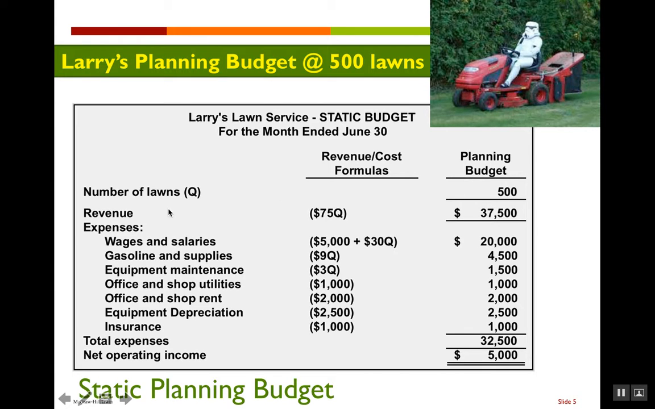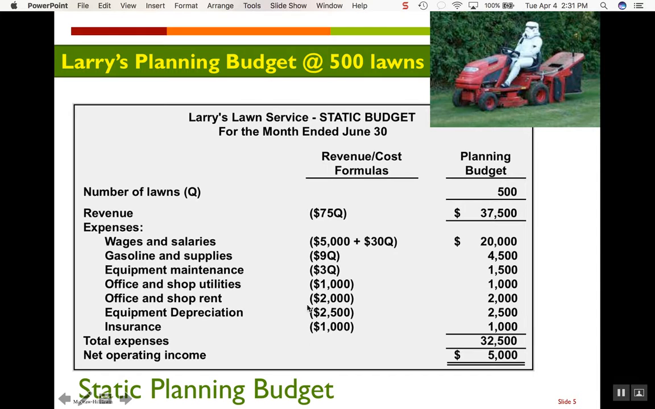So based on that, he thinks he's going to charge $75 per lawn. So here he's got his revenue, and then you can see that there's some fixed costs as well as some variable costs that go into creating the total cost. So here's what we call a static budget.